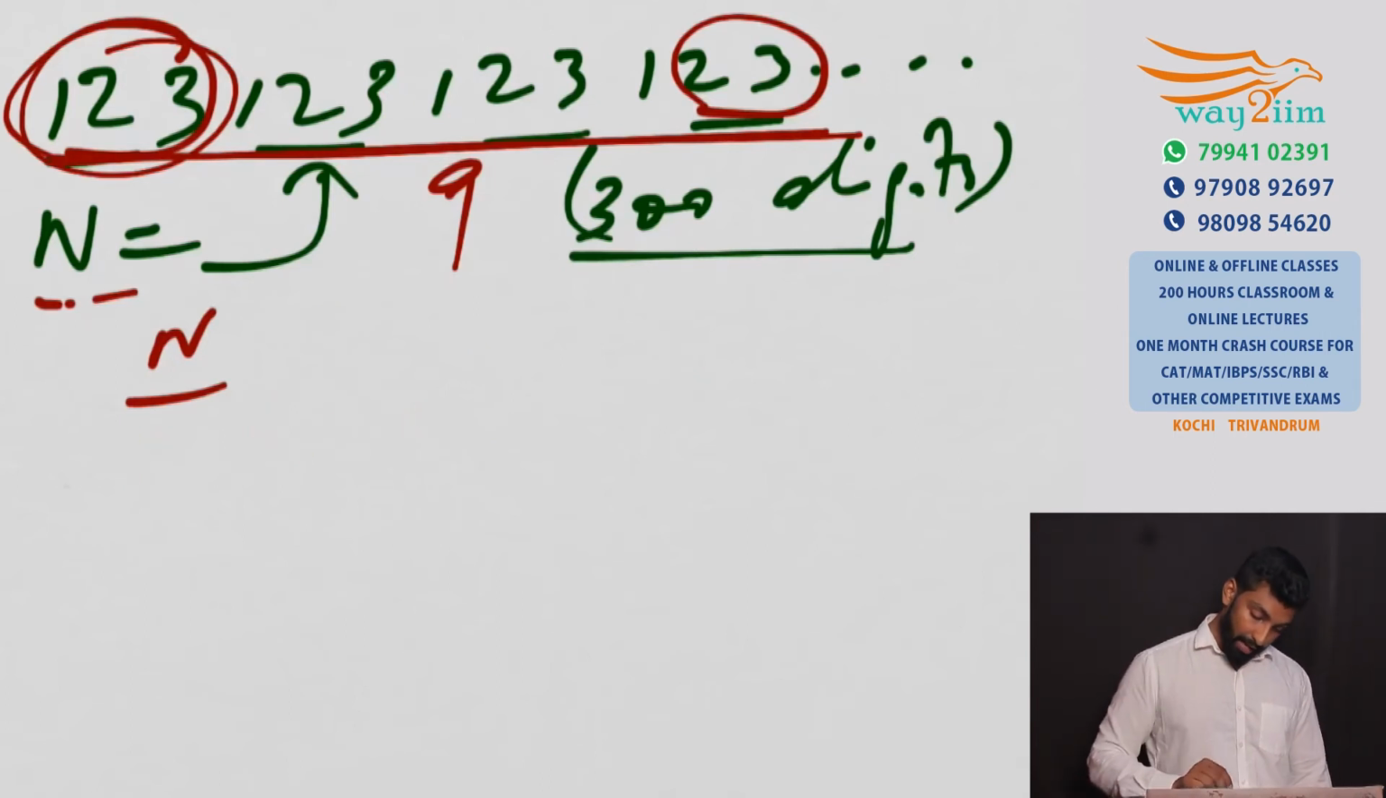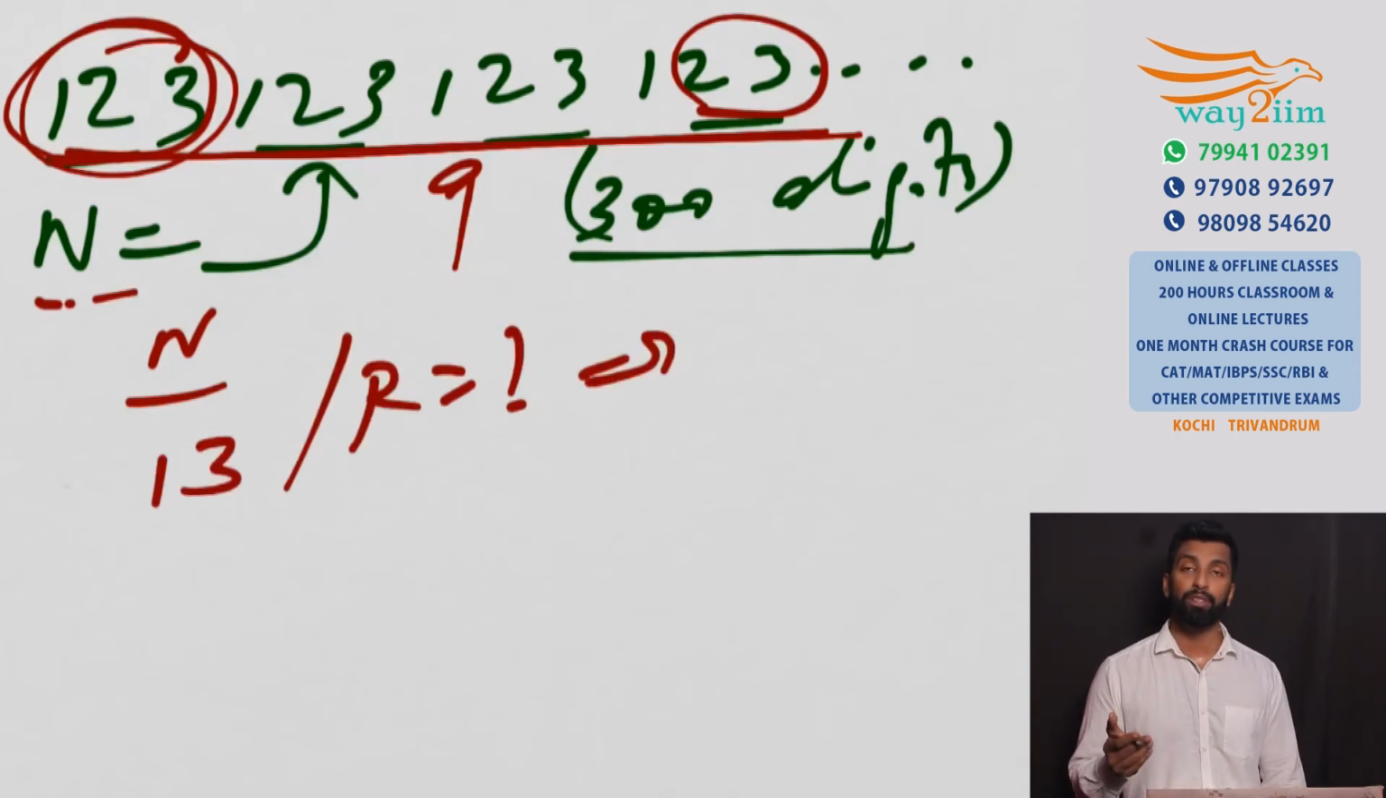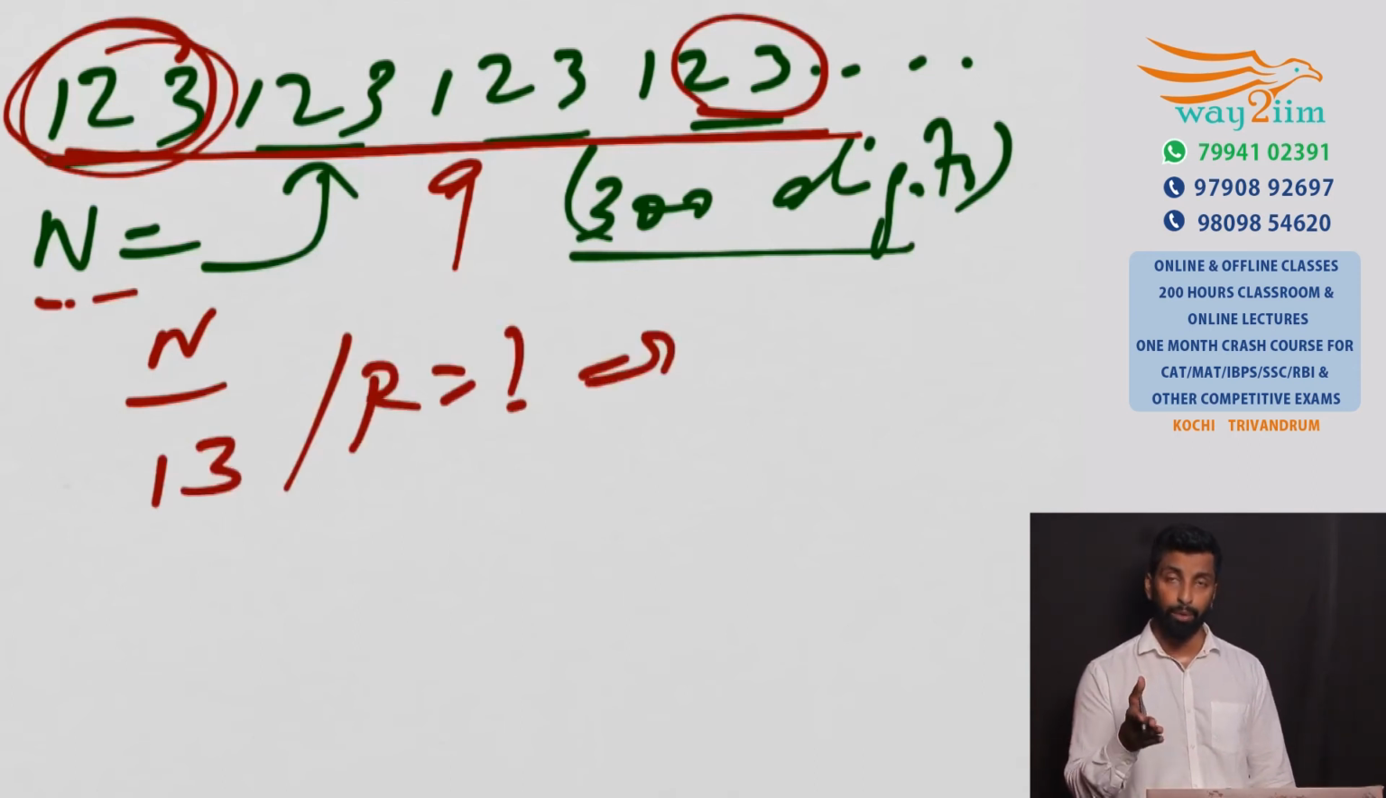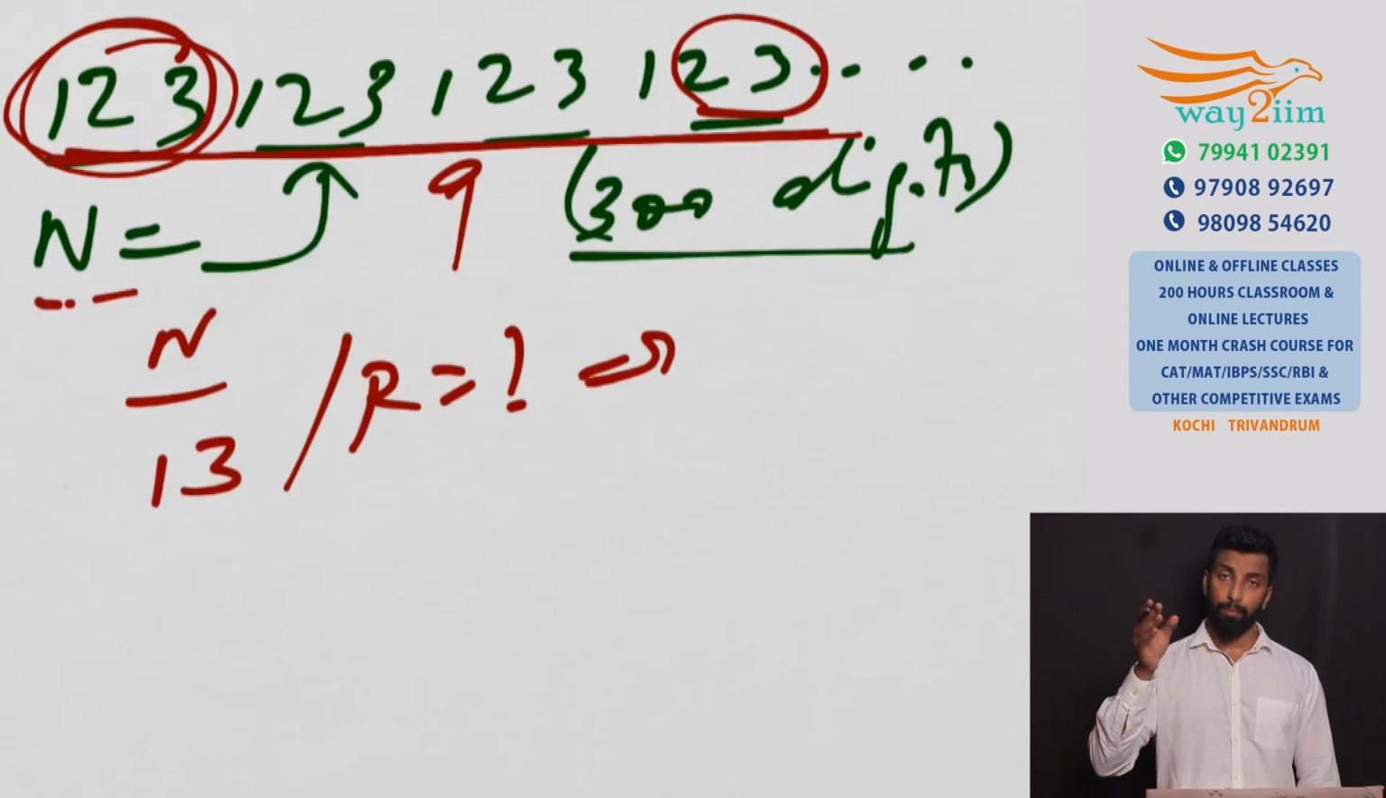What if it is the N by 13 remainder? The same approach as for 7 and 11 we will do. We will group it into triplets and put plus minus signs.